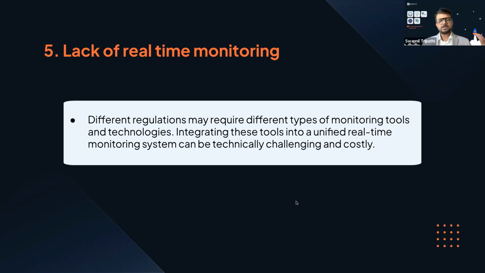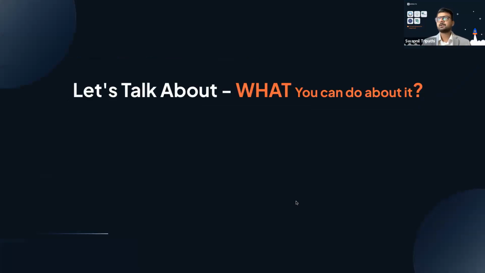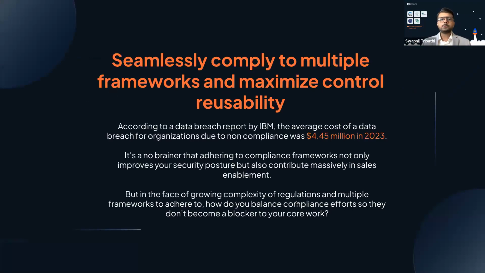So these are the major top 5 problems that we identified when we were talking to a lot of customers, a lot of prospects in the industry. And now let us talk about what you can actually do about it, how you can actually go ahead and solve it, right? So you need a system. This is where we're talking about a system.